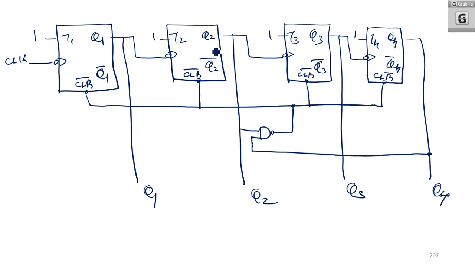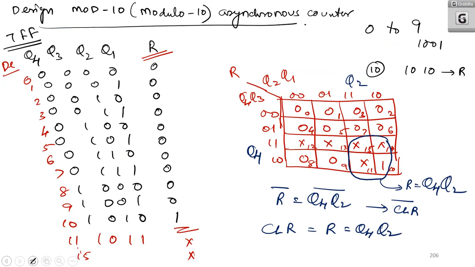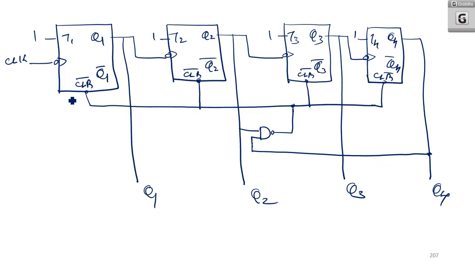Okay. So I think you got the concept of designing an asynchronous counter, especially the up-down counter, up counter, and down counter. And in that I have mentioned positive edge triggering as well as negative edge triggering.